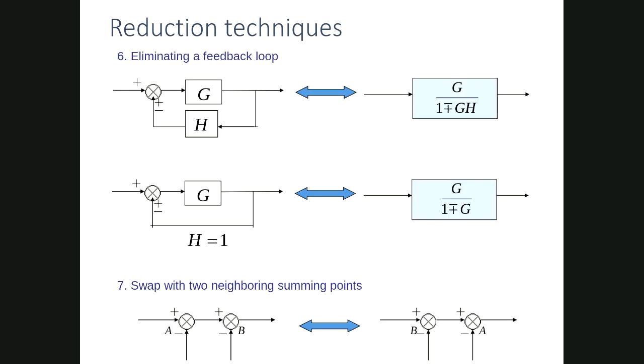Okay, we've already seen this feedback. We've seen how to get this. And if H is 1, so for unity feedback, H becomes 1 here. So it's just G over 1 plus G.